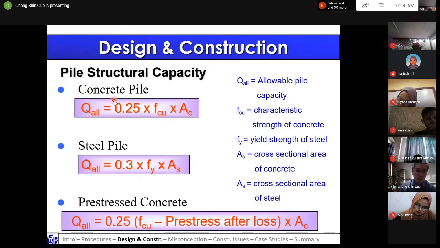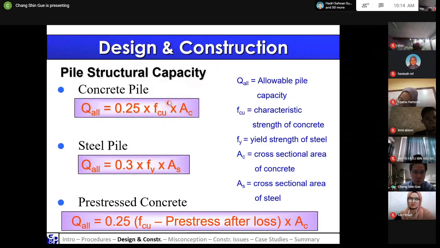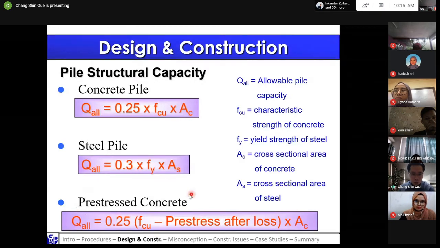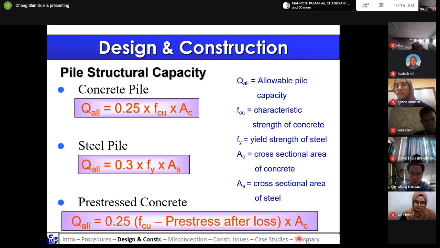So just to show you quickly the simple equation for pile structural capacity, if you're using a concrete pile, it's given by 0.25 multiplied by the FCU, which is the characteristic strength of your concrete, multiplied by the cross-sectional area of the concrete pile. And if you're using a steel pile, then it's 0.35 multiplied by the yield strength of steel and multiplied by the cross-sectional area of steel. And also we usually use pre-stressed concrete pile in practice. That's the equation. It's also 0.25, which is concrete. And then the FCU needs to minus the pre-stress loss, and again multiplied by the cross-sectional area. So these are the typical equations for pile structural capacity.